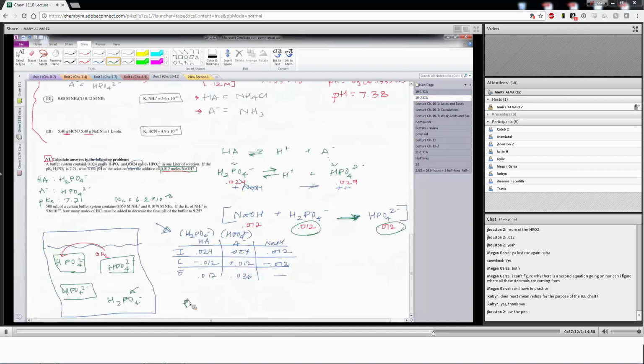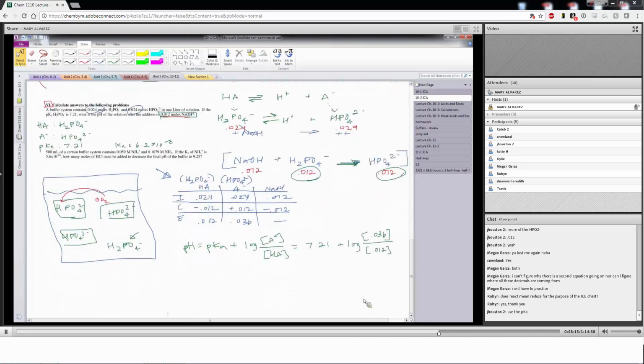So my new pH is equal to the pKa plus the log of my concentration of conjugate base divided by concentration of my weak acid. So the pKa was 7.21. What was given up here? And I'm adding the log of my A minus, which is 0.036, divided by my HA, which is 0.012. And now I just plug it in and calculate it. That should give me my pH.